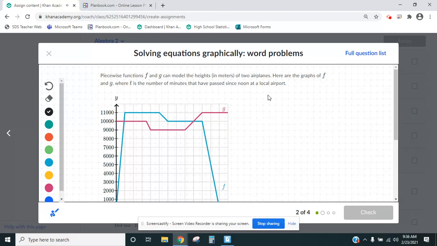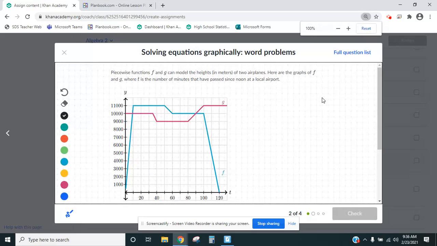Now we have two different graphs that aren't quite as continuous and smooth, right? These are called piecewise graphs where they move in different parts and different pieces of the graph. All right, here are the graphs of F and G, where T is the number of minutes that have passed since noon at a local airport. Let me zoom out. All right, so we have a certain amount of time, and this is the heights of the two airplanes.